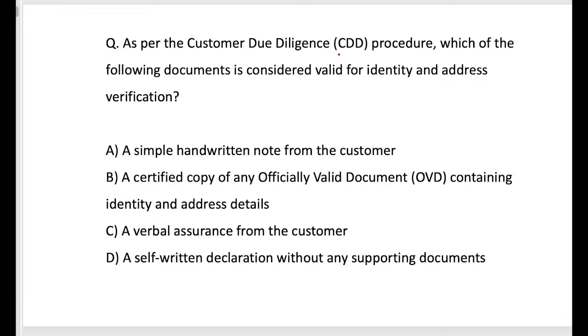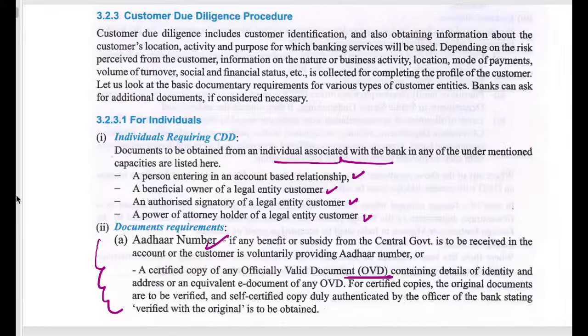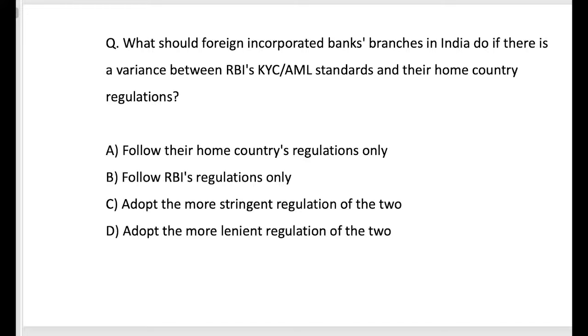As per the CDD procedure, which of the following documents is considered valid for identity and address verification? A certified copy of officially valid documents containing identity and address details. Without any doubt, option B will be the right answer for this particular question. Okay? So the documents which are mentioned here are generally part of this one. Next one.